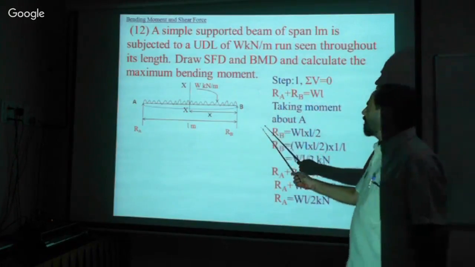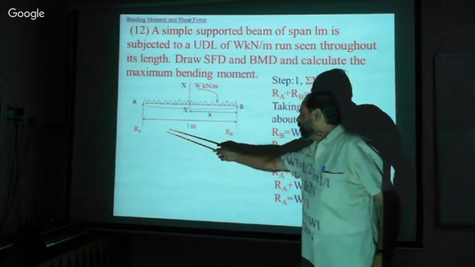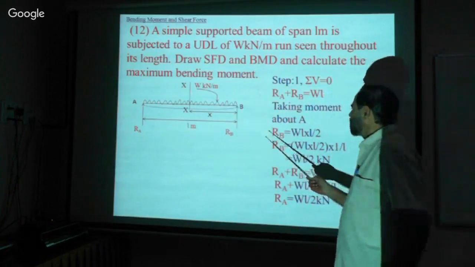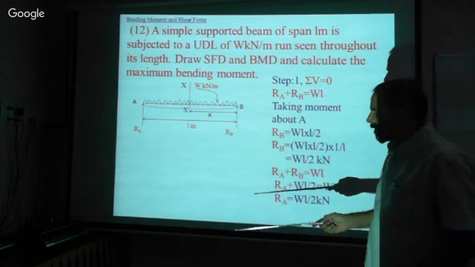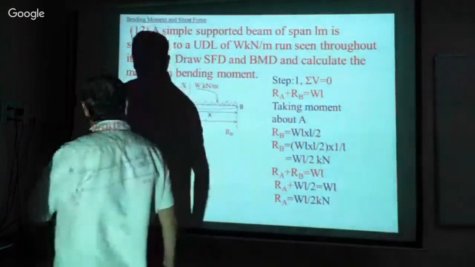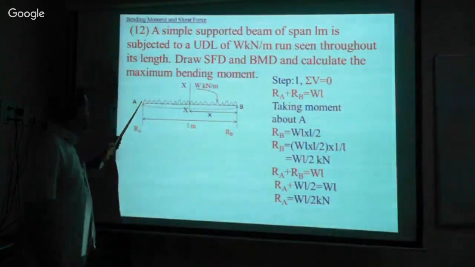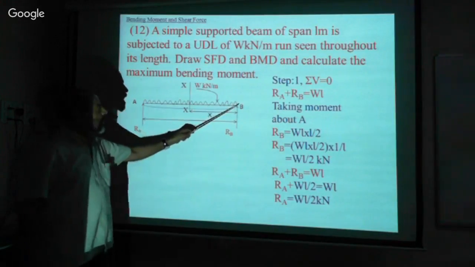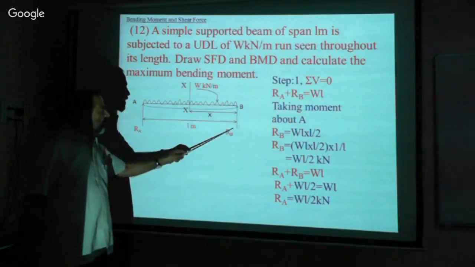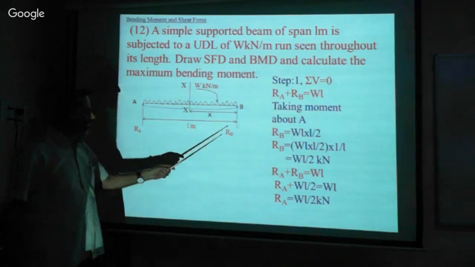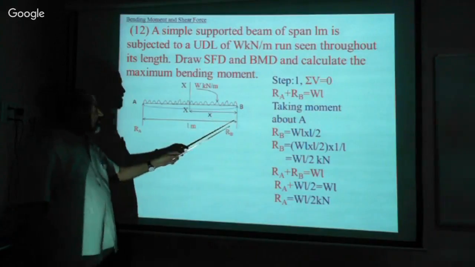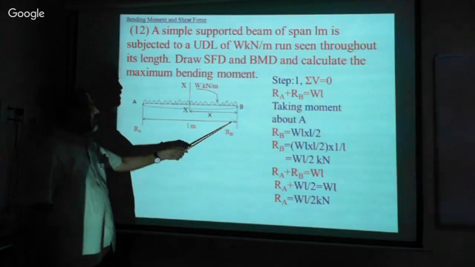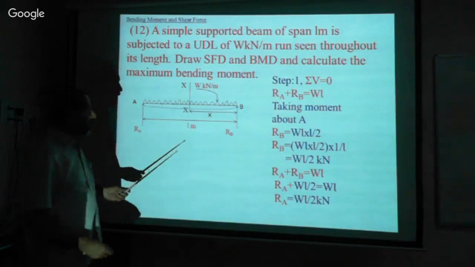And to calculate the reactions, RA is how much and RB is how much? For that, take moment about A. Now, taking moment about A, sigma MA is equal to 0. Therefore, reaction RB into distance.